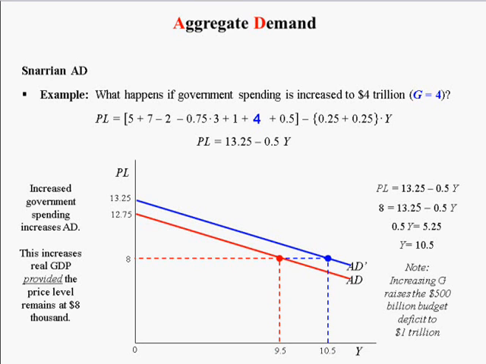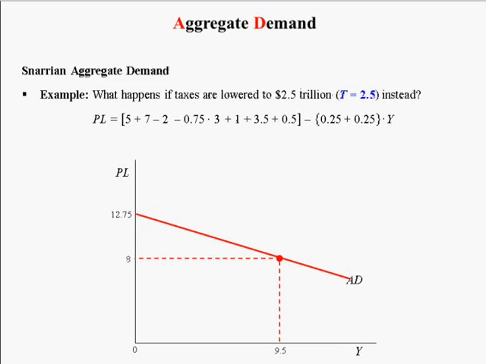But again, remember, like we said back then, increasing G raises the $500 billion budget deficit to $1 trillion. So this is costly. And if government finances this, well, they're going to finance this by auctioning bonds, who's going to pay those off? Well, future workers are going to pay those off. So future workers will have to support our current deficit with probably higher taxes.